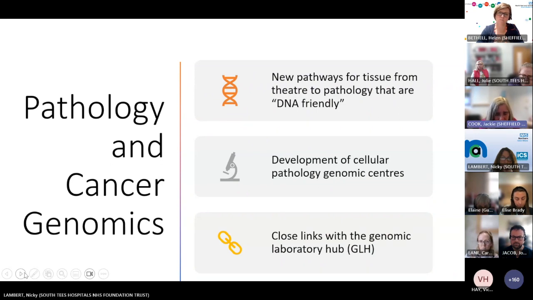We're starting to develop those centres. For North Eastern Yorkshire, we will have 4 of them based in the main hospitals, covering the 4 cancer alliances. And those centres will then also be the centres in which we will start to really develop the clinical trials that we need to look at these precision treatments.